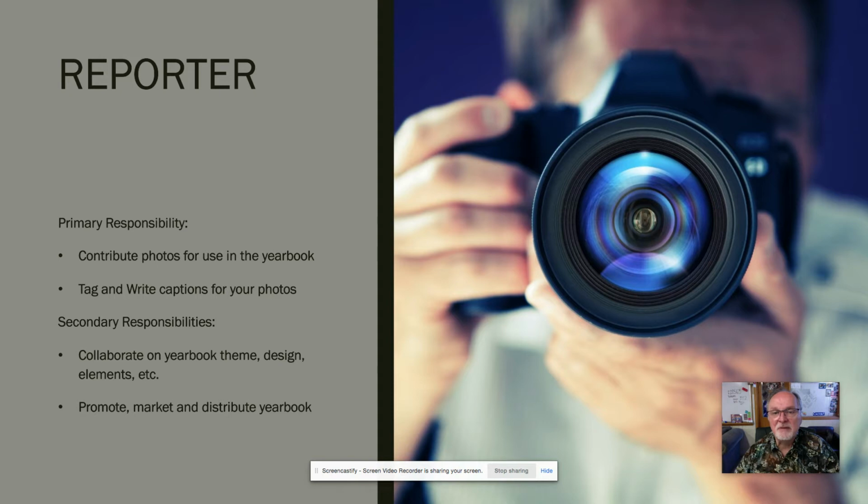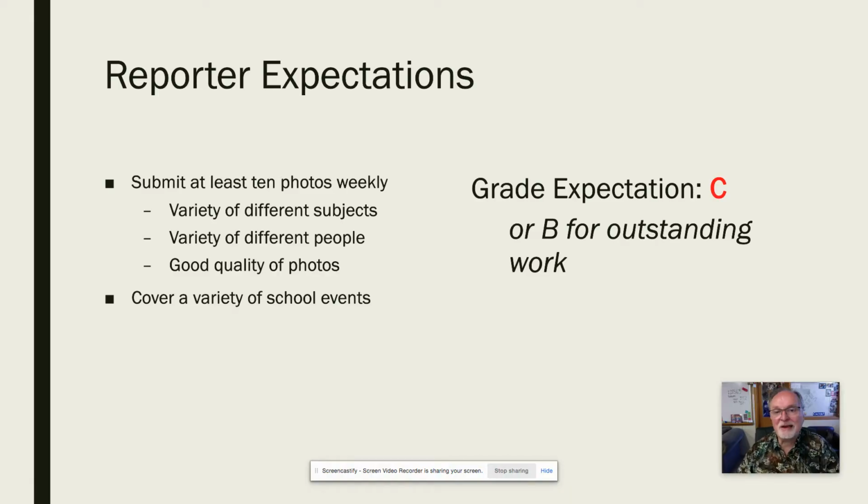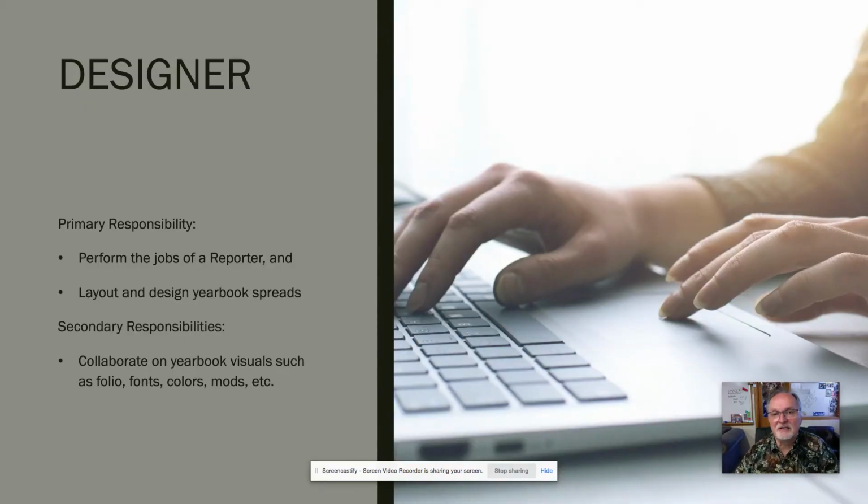They'll be submitting these photos, name tagging the photos, and writing captions about the photos if the photos are selected for publication. A student who is a reporter can expect to get a grade of C or perhaps B for outstanding work. Now, not every student wants to get a C or a B, so if you would like a better grade, you can volunteer not to be a reporter, but to be a designer.